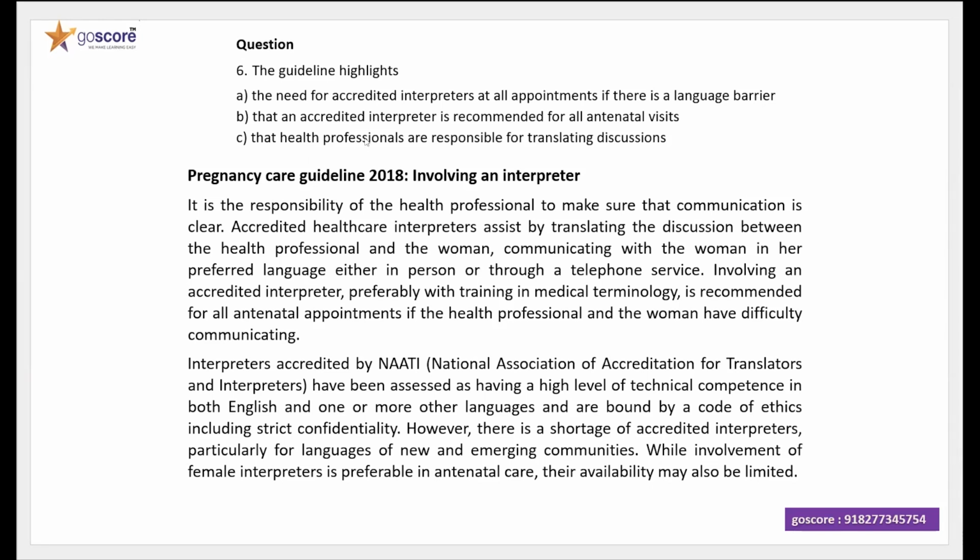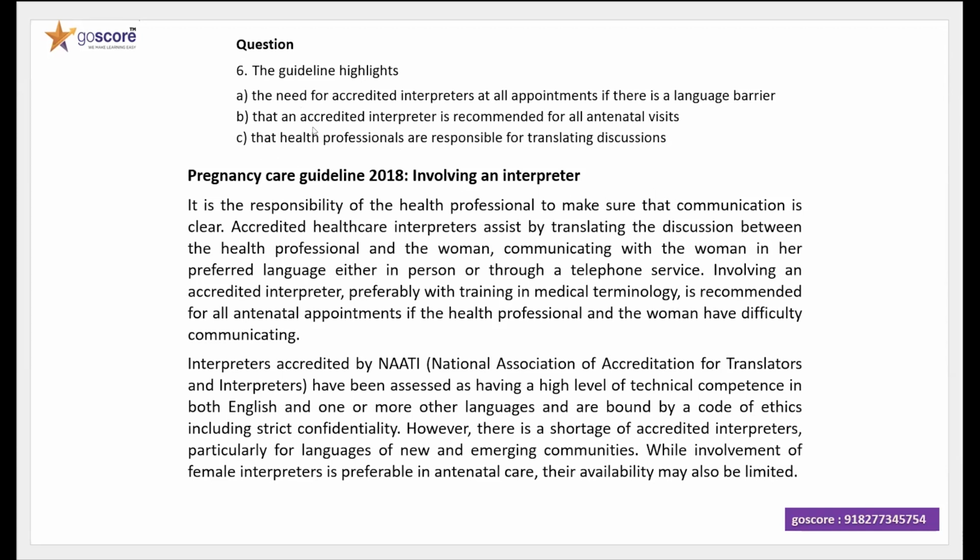Now the option: health professionals are responsible for translating discussions. So it's the responsibility of the health professional to translate the discussions. It's not the health professional's responsibility, right? Our topic is regarding the interpreter. Definitely the interpreter has to translate the discussions, right? General knowledge. Fine, we'll read the Pregnancy Care Guideline 2008 involving an interpreter. It is the responsibility of the health professional to make sure that communication is clear. So what is the responsibility of the health professional? Make sure that the communication is clear, not translating the discussions. They need to check, for example, if the patient is from another country, whether they have understood or not. So option C is eliminated, right?